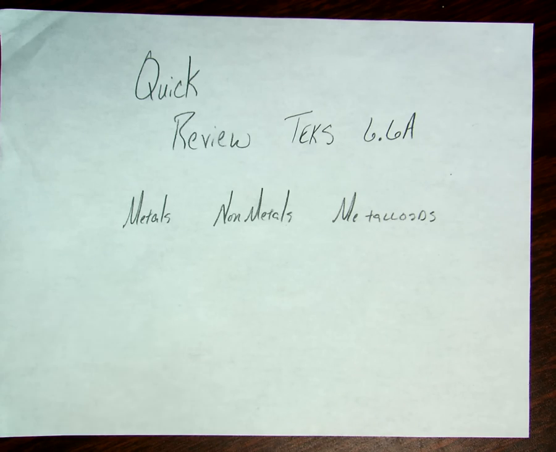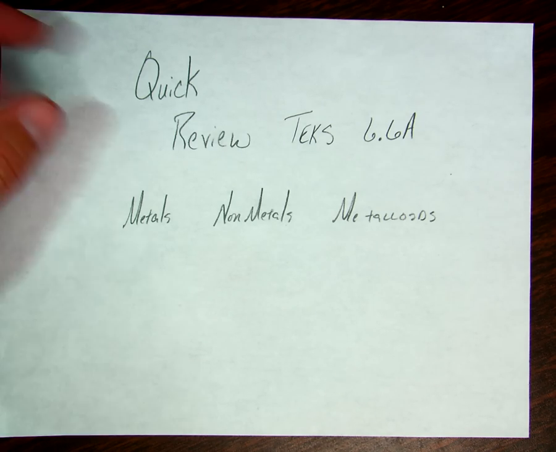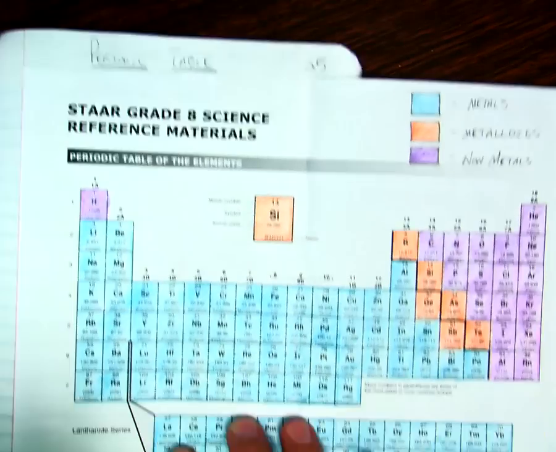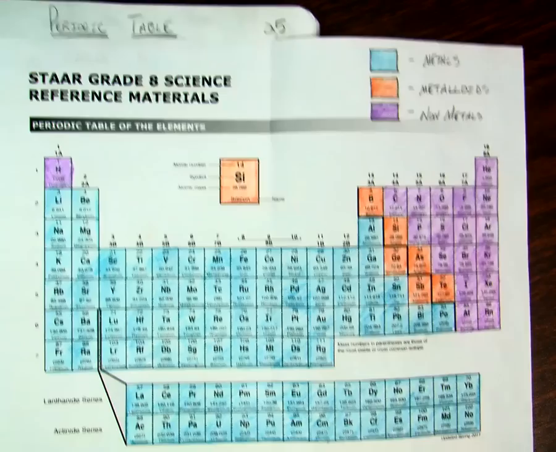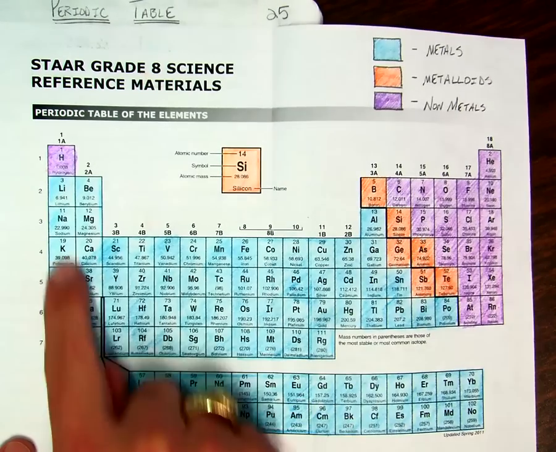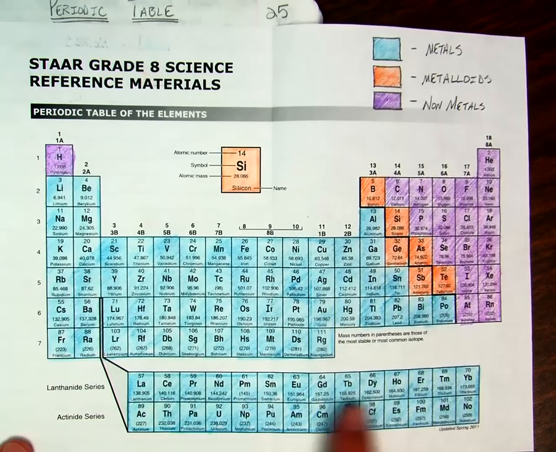So the first thing we're going to start out with is just an observation. We're going to start with our metals. But we do want to do a quick review. What does our periodic table look like? Now this is from 6th grade, so you guys in 8th grade, I know you've seen this before. Blue is our metals, and down here we have our inner transition metals.